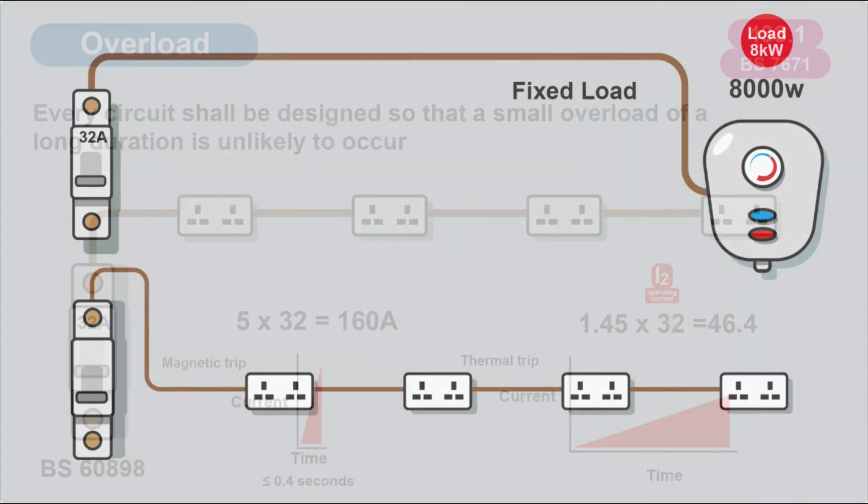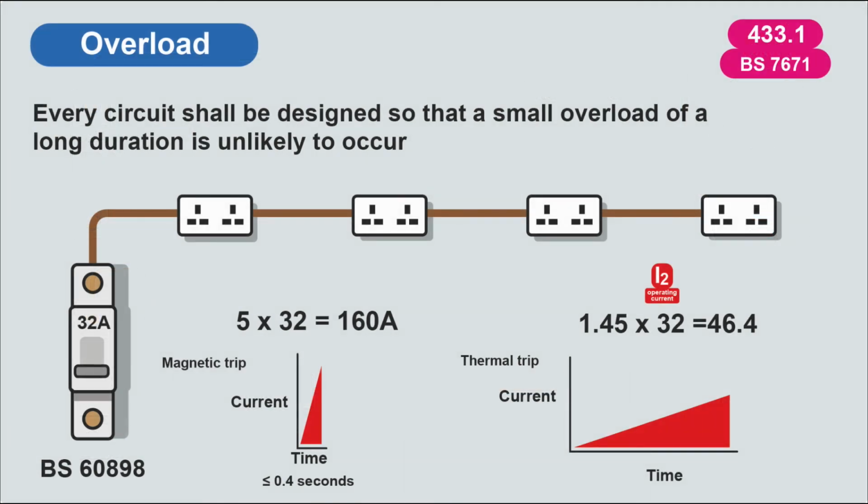An MCB has two tripping mechanisms. It's got a magnetic trip and a thermal trip.